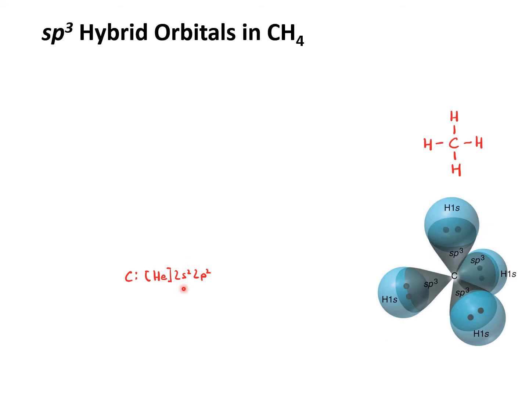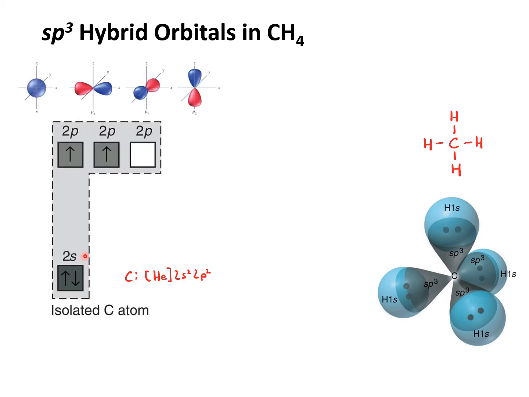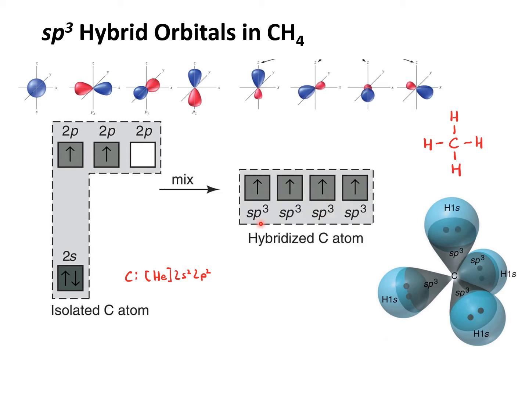2 of those valence electrons are located on the 2s atomic orbital, and the remaining 2 electrons are located on the 2p atomic orbitals. So next, in order to create our sp3 hybrid orbitals, we will take the 2s atomic orbital as well as all 3 of the 2p atomic orbitals on carbon. So taking those 4 atomic orbitals, we will combine them, or mix them, to form 4 sp3 hybridized orbitals.